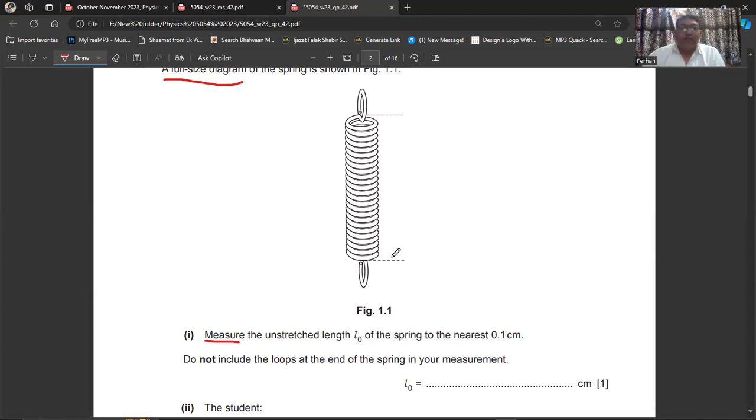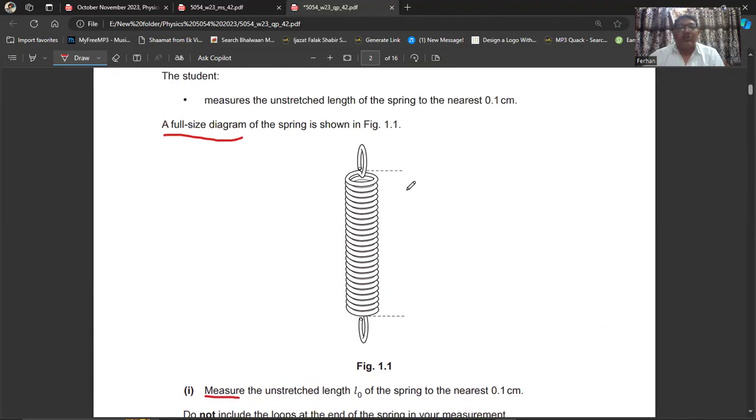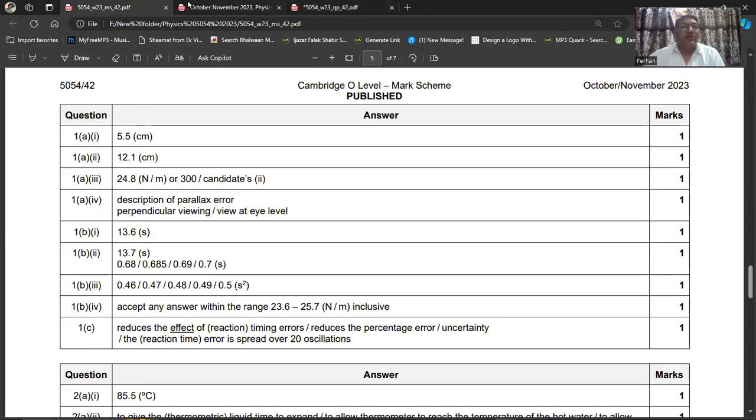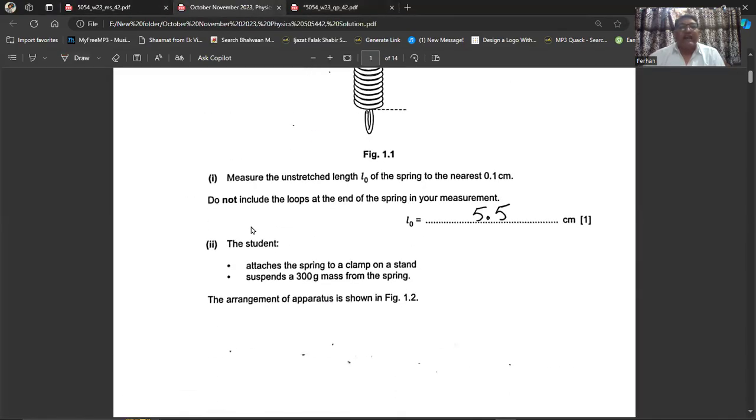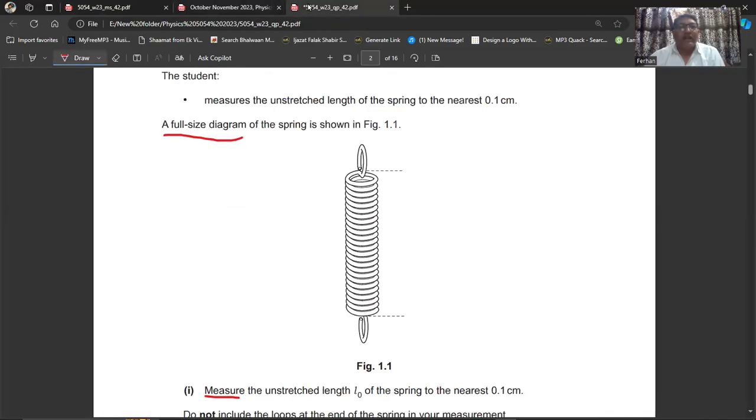So with the help of the scale, I will measure it, and do not include the loops at the end of the spring in your measurement. From this dotted line, I will measure up to this dotted line with the help of a scale. I have done this and I found it to be 5.5 centimeter. So the answer is correct.